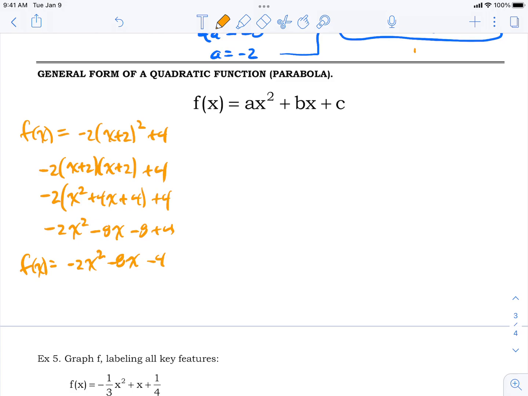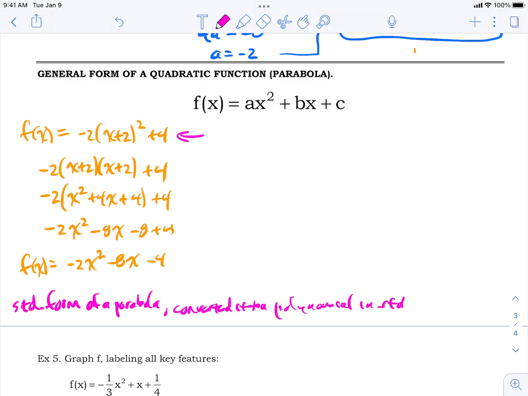That is funny. You see the joke here? We took the standard form of a parabola, that's what this is, and converted it to a polynomial in standard form. That's what this is, ax squared plus bx plus c. And now we call it general form. What the heck happened there? I don't know. I don't get to make up the names of these things. But I just think that's the weirdest thing in the world.